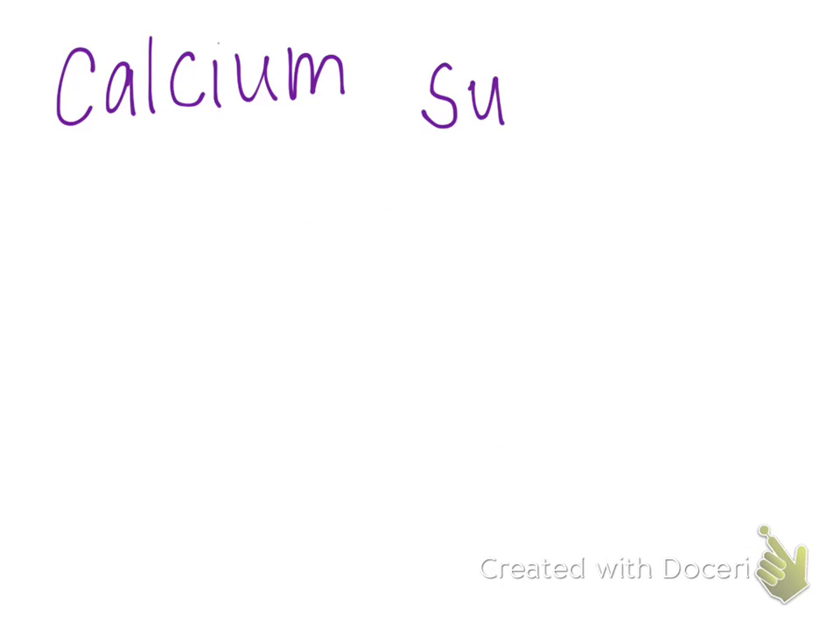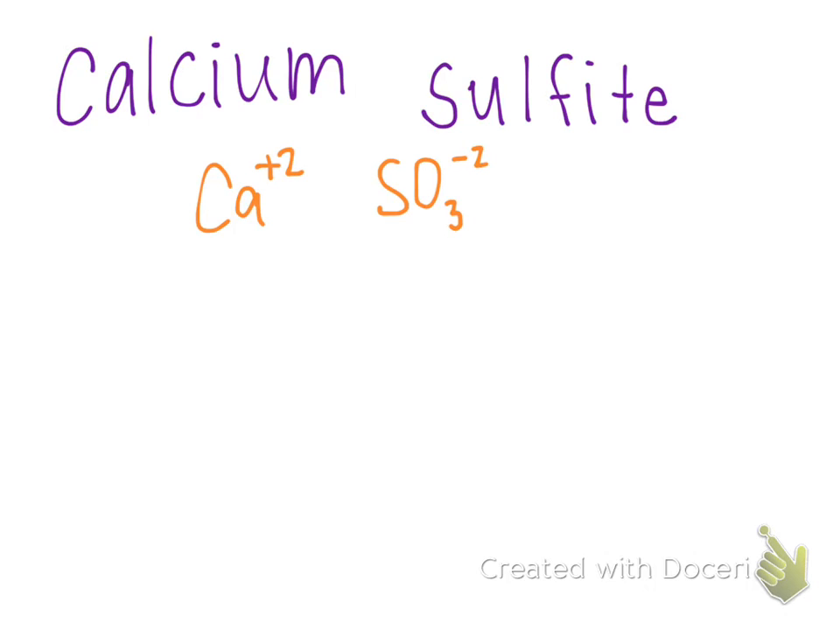Let's try calcium sulfite. Is sulfite one of your cards? Either way, it should be on your table. Is it on there? Yeah. Okay. Calcium sulfite. Okay, did we start out with calcium plus 2 and sulfite minus 2? Okay, so if we do that cross method, right, we're going to get rid of our charges.